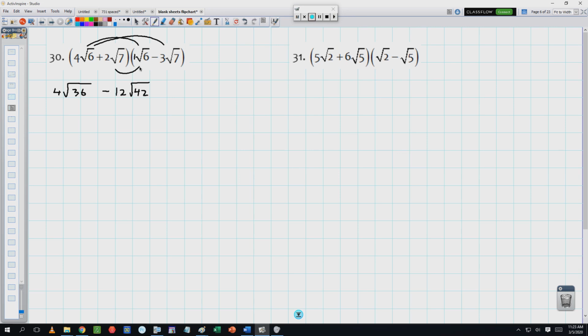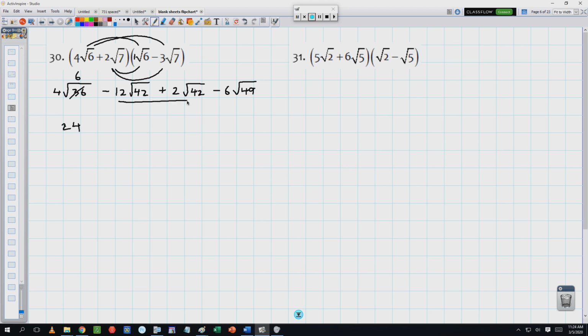Second times first. We have a 2 and a 1 on the outside. We have a 7 and a 6 on the inside. Second times second. We have a 2 and a negative 3 on the outside. And we have 7 and 7 on the inside. The square root of 36 is just 6. The 4 and the 6 will multiply together to give me 24.